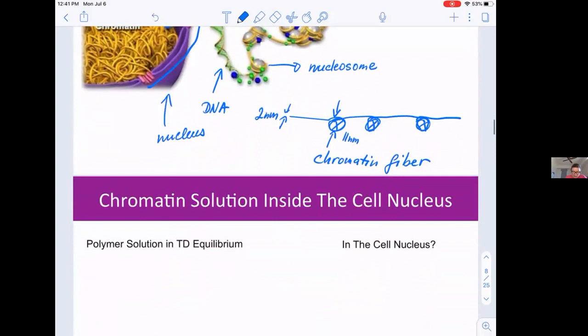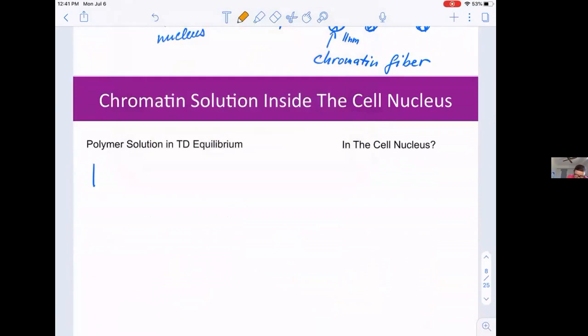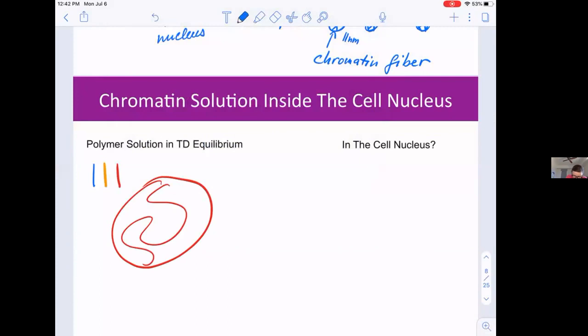Well, in thermodynamic equilibrium, if I take different polymers, here are my three linear polymers, and I put them into confinement, what will they do? They will seek the maximum entropy, and if they were colored, I would be getting this colorful mass. So here, we're maximizing entropy.